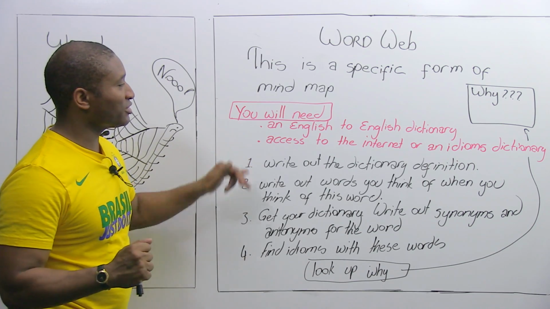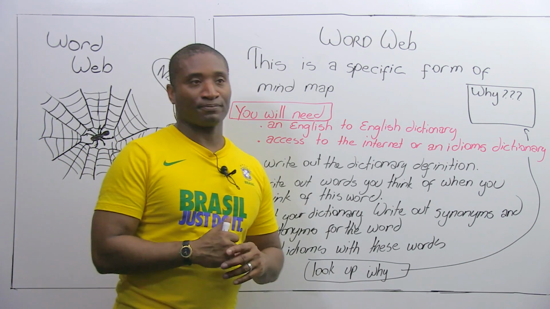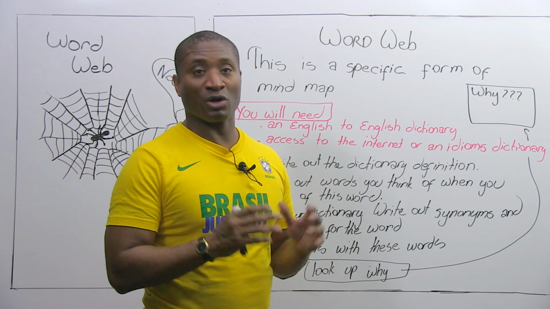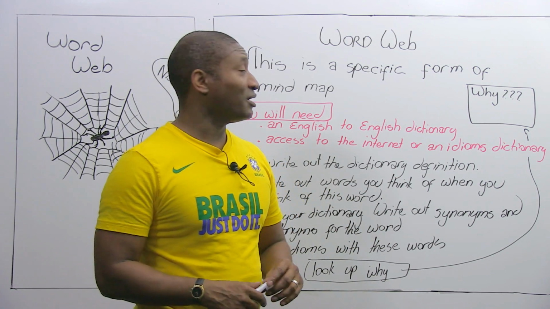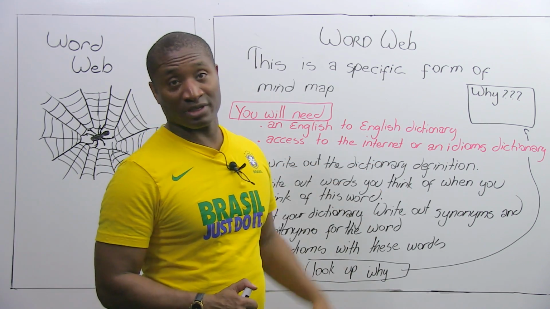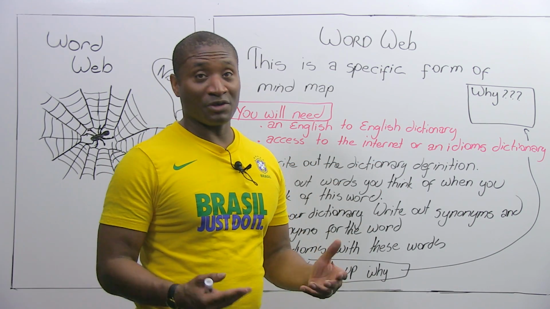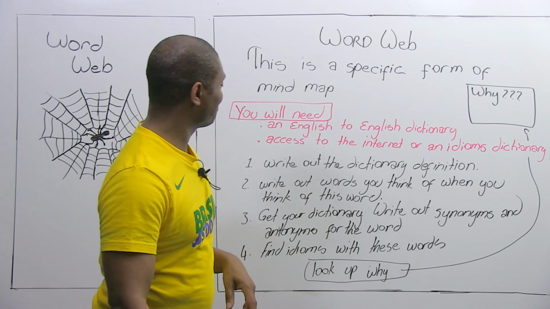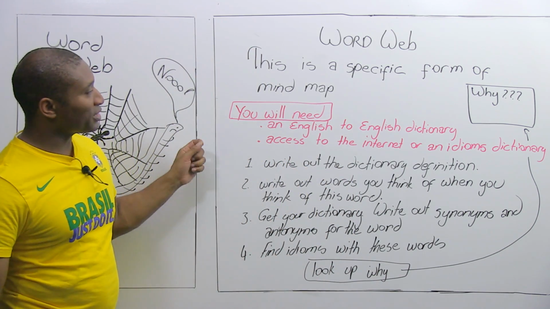Next, you're going to need access to the internet or an idioms dictionary. The idioms dictionary will be for later on, and they have them, and you can even go online and look for idioms. But the joke of it is I said access to the internet. Well, my friend, if you're not on the internet, you're not watching this video, so I'm assuming you've got access to the internet.